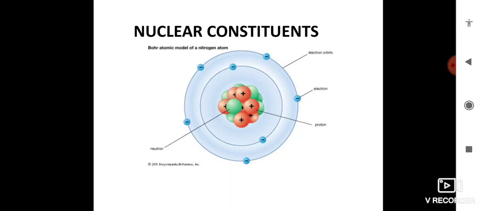See, here the nucleus consists of positively charged protons and electrically neutral neutrons, and here the total charge of the nucleus is considered as positive, that is the proton charge, and it is surrounded by negatively charged particles, that is electrons, and the electron orbits, that is the K, L, M shells.